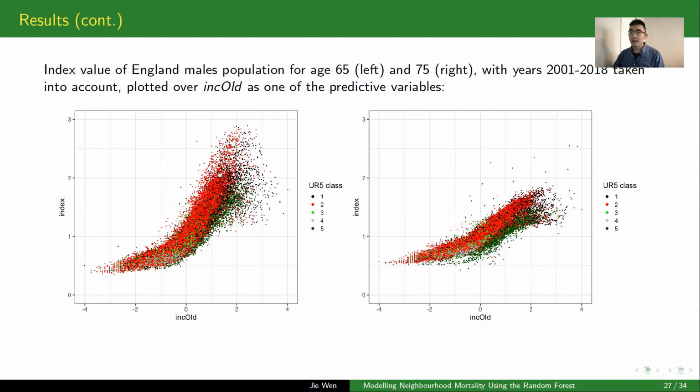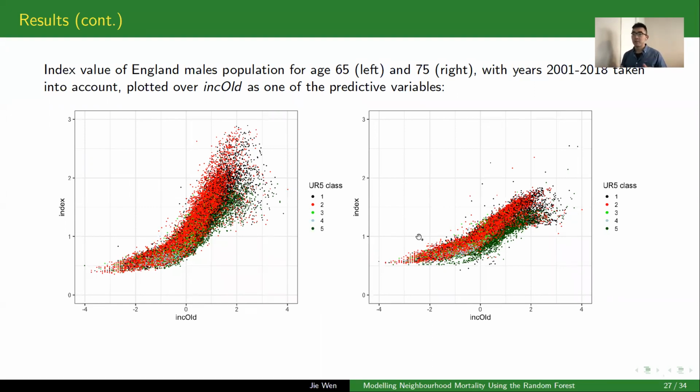The left-hand side plot is the index at age 65 of the England male population, and the right-hand side is the index at age 75 of the England male population. We can see that there's a clear increasing trend in both of the plots.